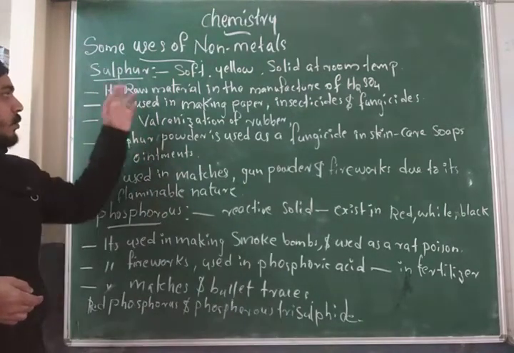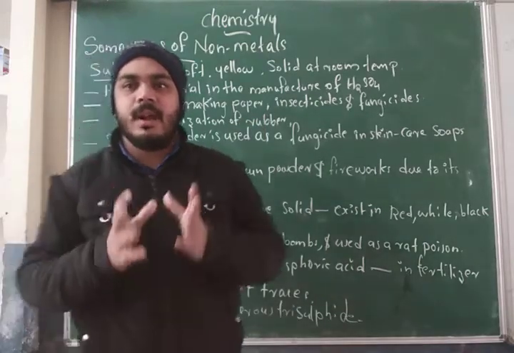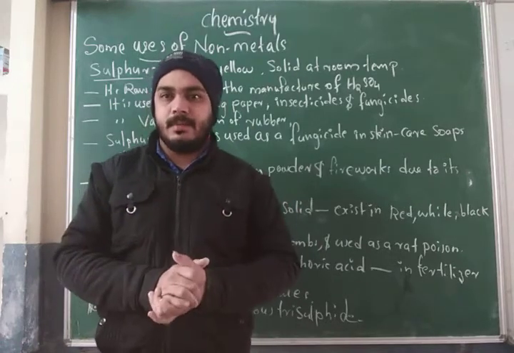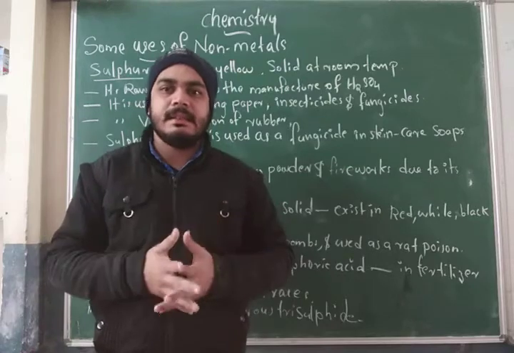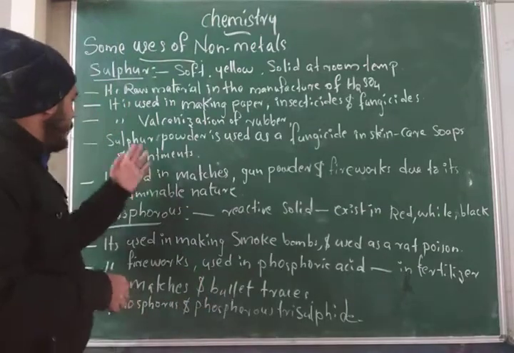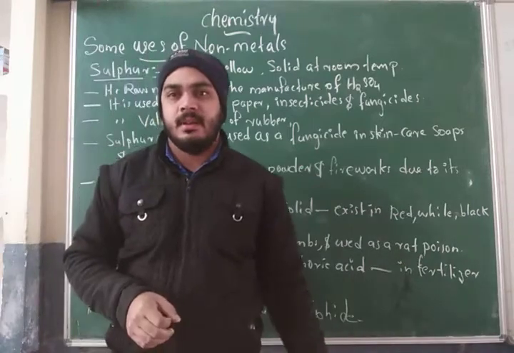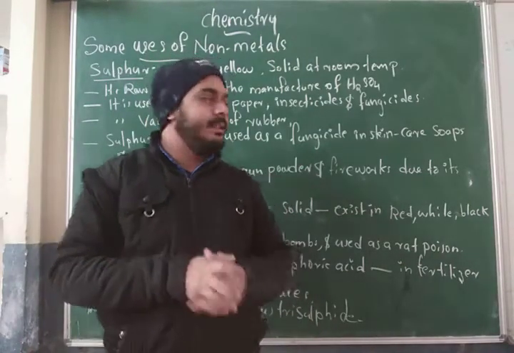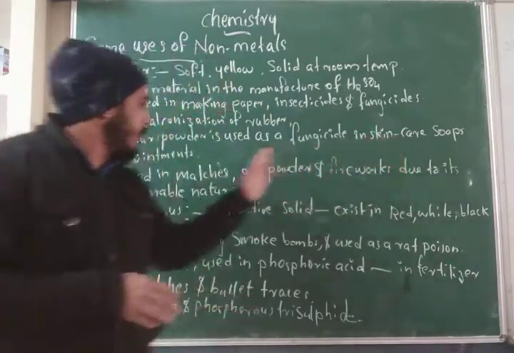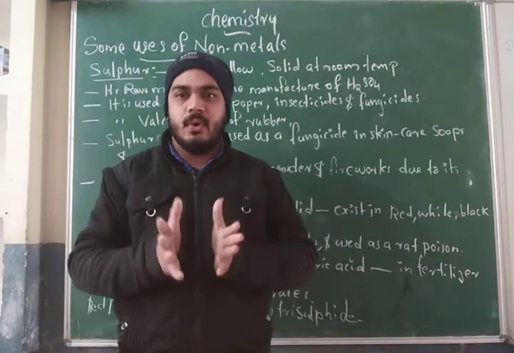And next, sulphur is used in the vulcanization of rubber. Vulcanized rubber is more durable and strong compared to natural rubber. That's why sulphur is the agent for vulcanizing rubber to increase its strength and durability. And next one, sulphur powder is used as a fungicide in skincare soap and ointments. Some of the ointments we use every day, no? And soap also.